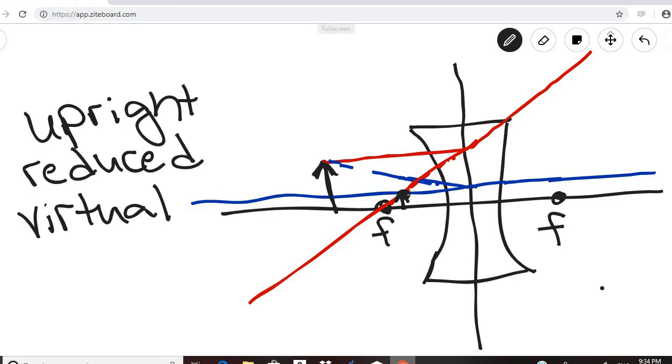The diverging lens is different because the beams of light will bend away, as if they came from the focal point on the same side of the lens as the object. Okay, so let's do a couple on your own.